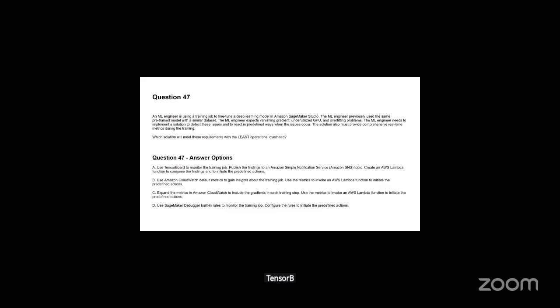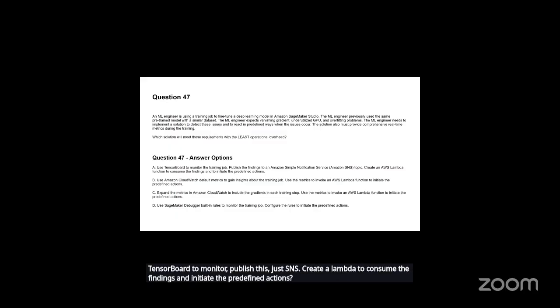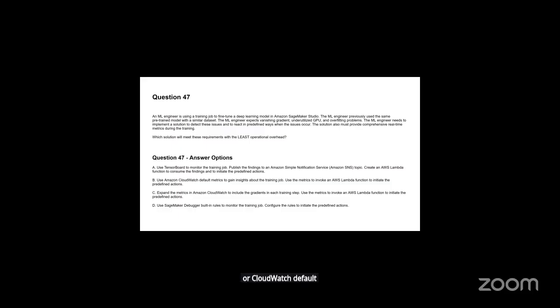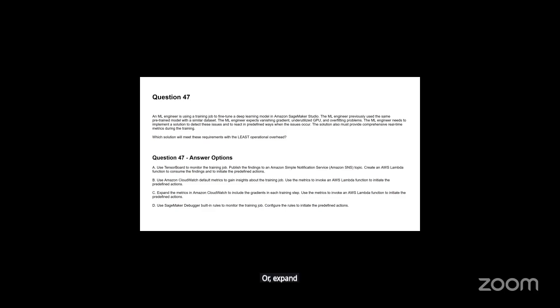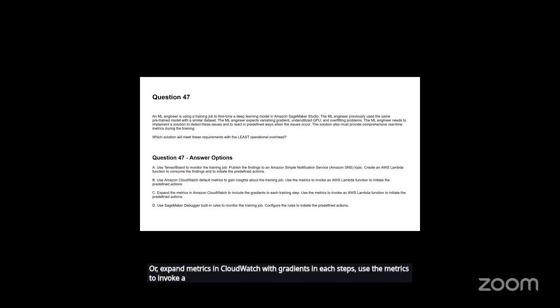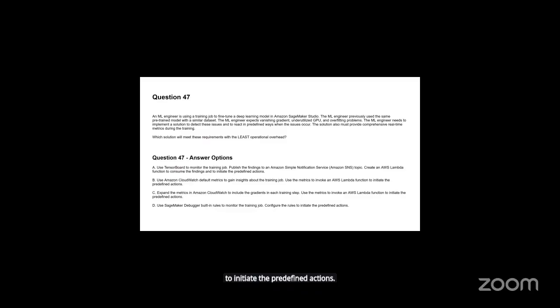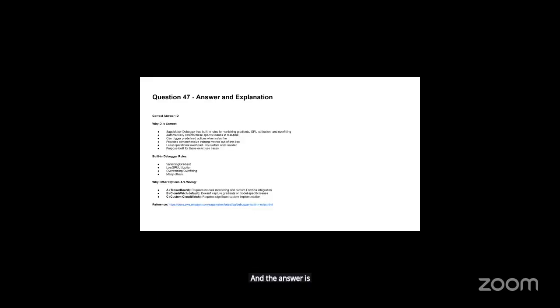Use TensorBoard to monitor, publish this to SNS, create a Lambda to consume the findings and initiate the predefined actions. Or use CloudWatch default to gain insights about the job, use the metrics to invoke a Lambda to initiate the predefined actions. Or expand metrics in CloudWatch with gradients in each step, use the metrics to invoke a Lambda to initiate the predefined actions. Or use SageMaker Debugger built in to monitor the training job, configure the rules to initiate the predefined actions. And the answer is SageMaker Debugger.